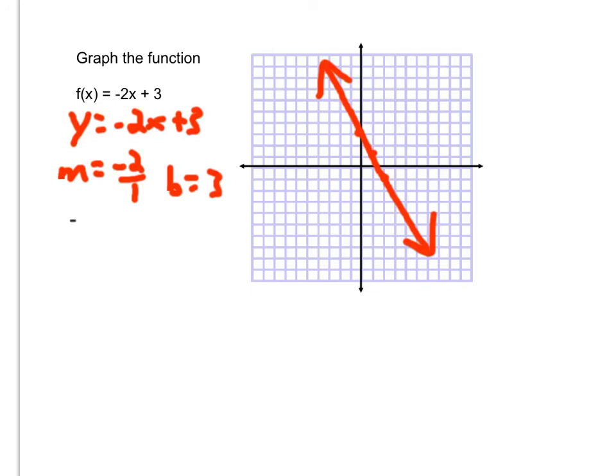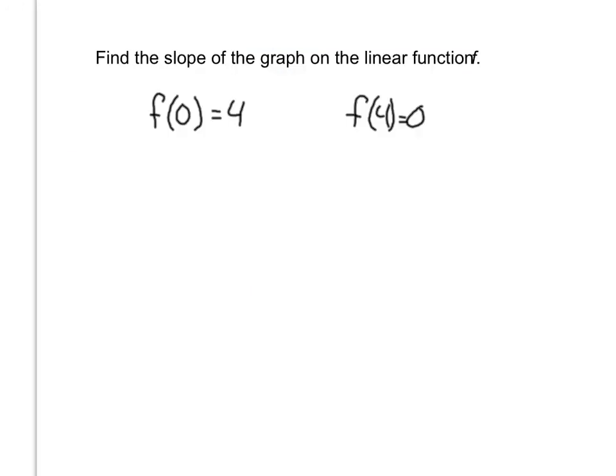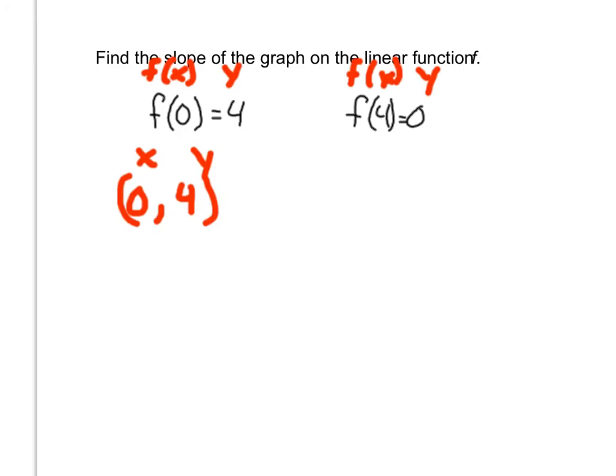Let's go on to our last example. This says to find the slope of the graph of the linear function f. So we have the value of f at 0 is 4, and the value of f at 4 is 0. What I first need to do is write ordered pairs. Well, remember, this is f of x, and this was like y. So basically my x value is 0 and my y value is 4. So I've got an ordered pair there.